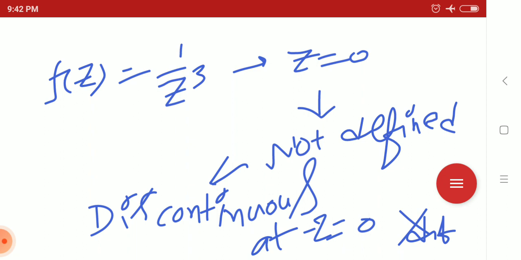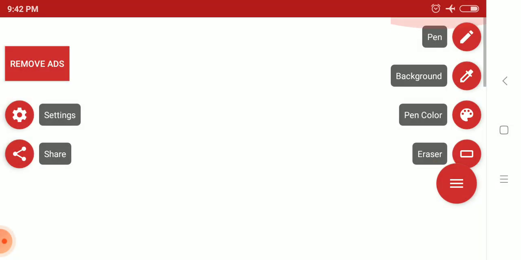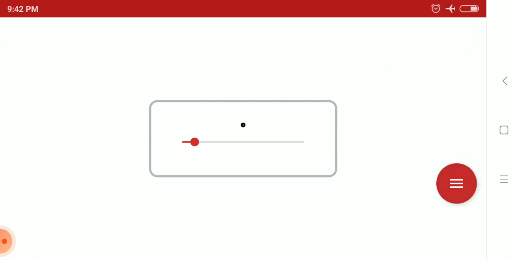So remember the trick: whenever we have a positive integer power of z, it will be differentiable, but whenever it is a negative integer power of z, it will not be differentiable. Let us take another example. By this trick you will solve so many problems so quickly.